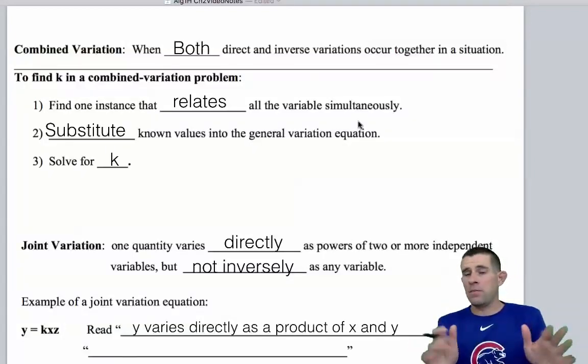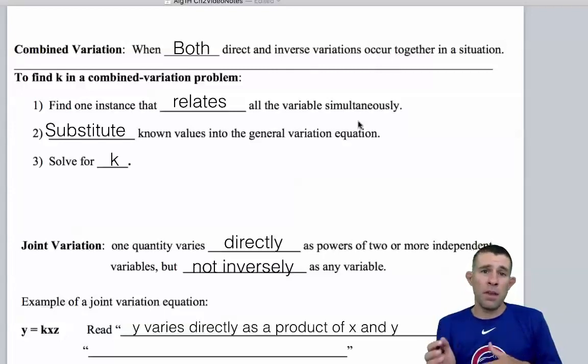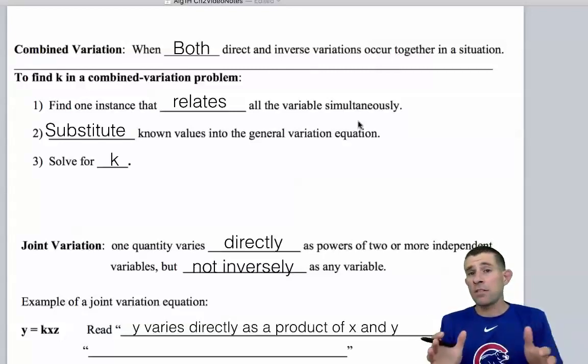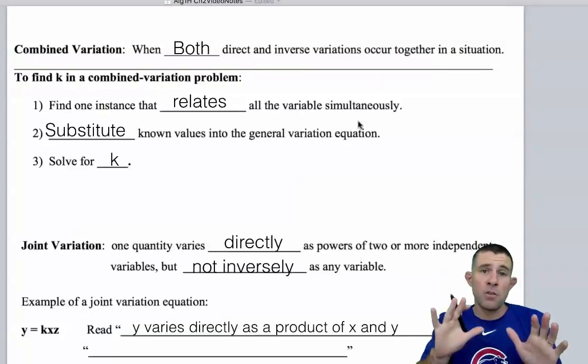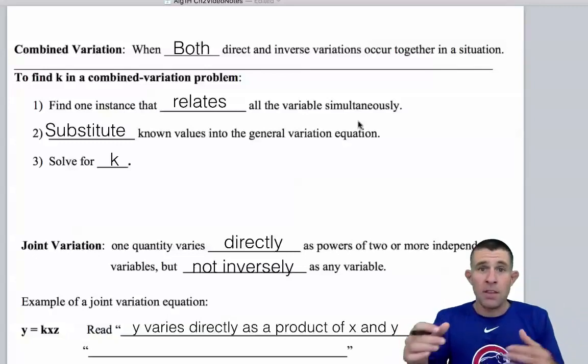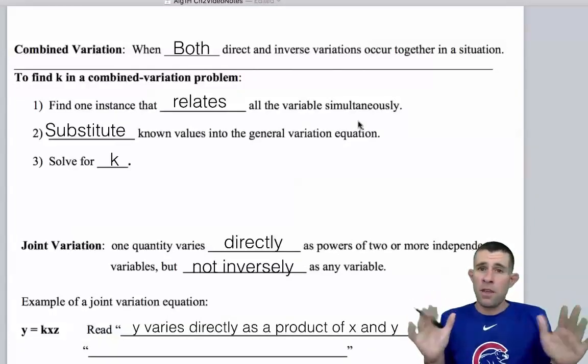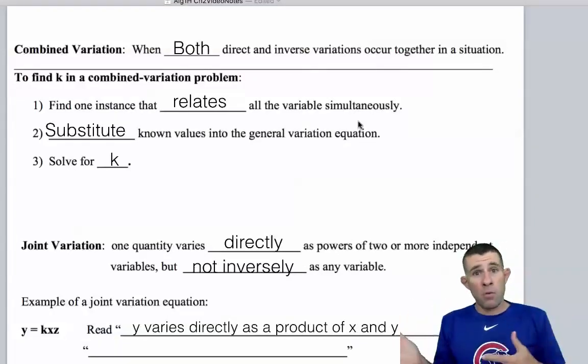Oftentimes in life, there's more than one variable at play. Sometimes you have multiple independent variables, and they can affect a dependent variable both in an inverse and in a direct way. So consider Major League Baseball. Consider the Cubs. I love the Cubs. Now consider how they go about winning.